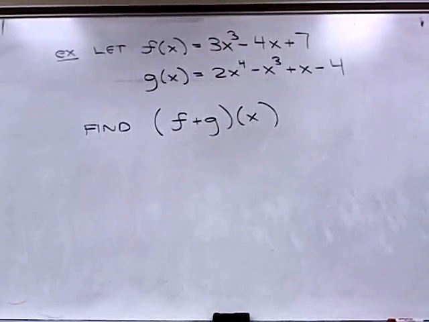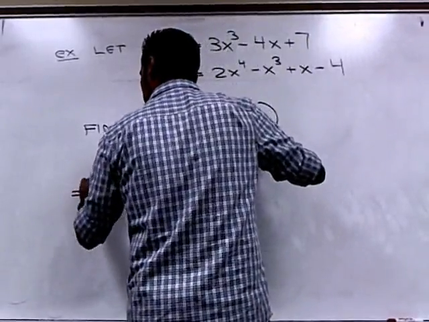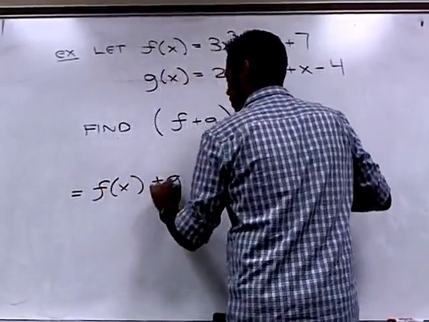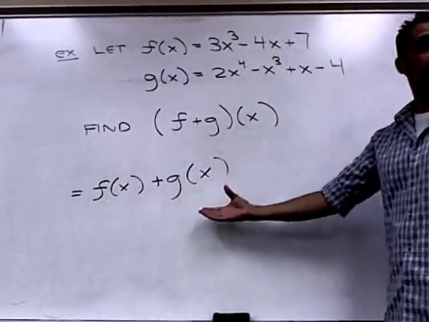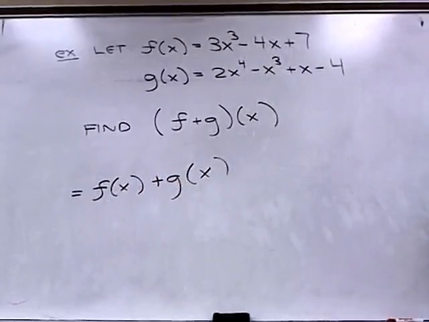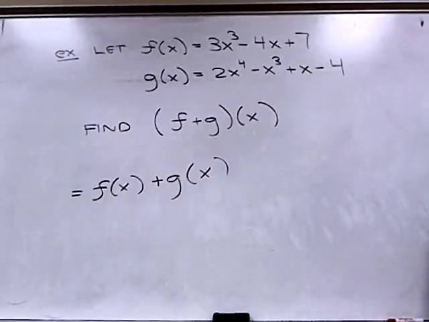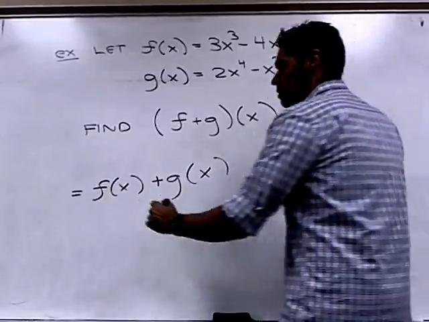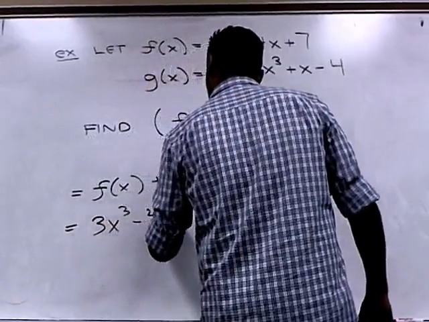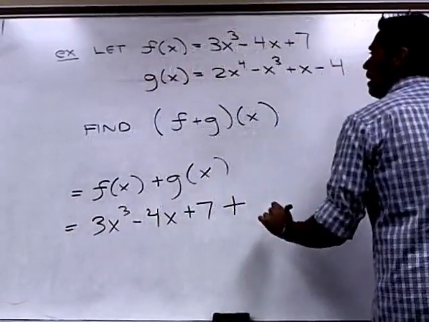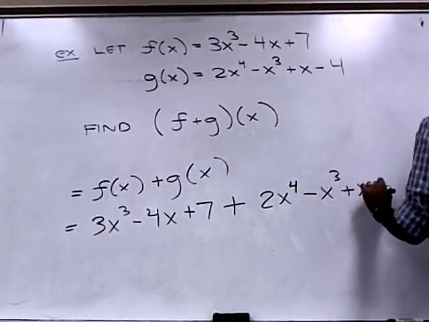So what you need to know is what to do with this notation. So here comes your answer. You say, well, that's equal to my f function plus my g function, right? That's all it means. So just write down whatever f is, then a plus symbol, and then write down what g is, and then do what? Combine like terms, right? Collect all your like terms, and you are done. That's it. So writing down f, 3x cubed minus 4x plus 7. Now here's my plus, and then I have 2x to the 4th minus x cubed plus x minus 4.